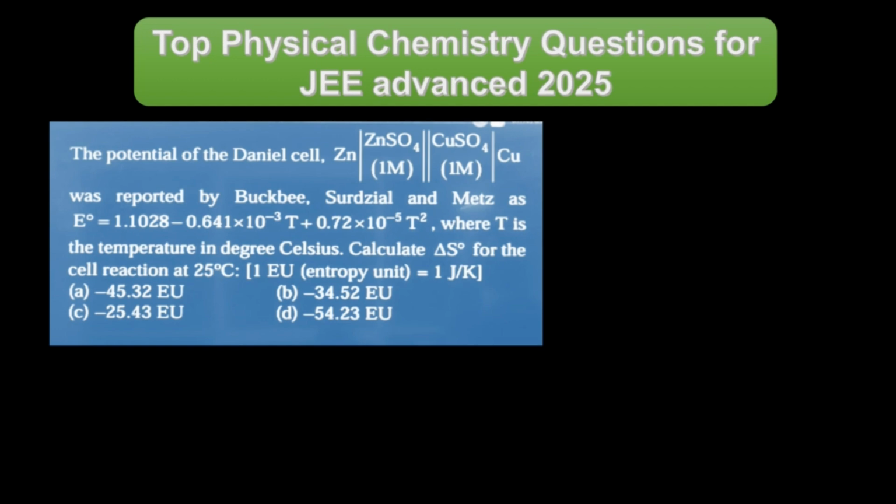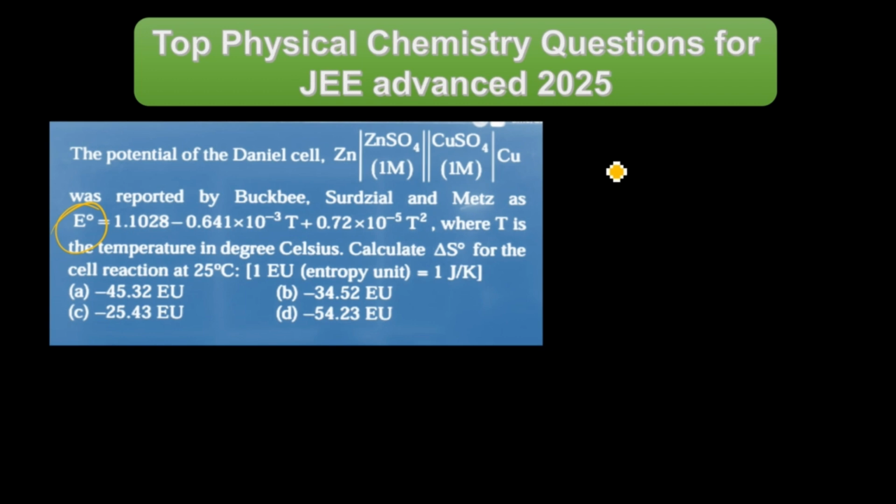Let's take this question: the potential of the Daniell cell is given. The copper cell was reported by Buckby, Sardasiel and Metz, with an E0 value of this much, where T is the temperature in degrees Celsius. Calculate delta S0 for the reaction at 25 degrees Celsius. They are telling us 1 entropy unit is equal to 1 joule per Kelvin. Only the E0 value is given, so how can we do the calculation and find the delta S for this question?